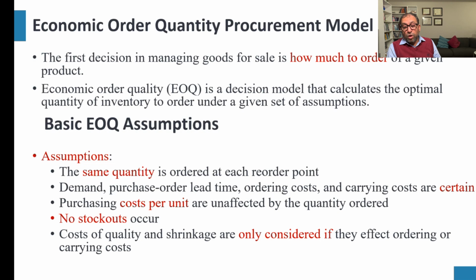This economic order quantity model explains at what level we have to order and how much quantity we have to order. So what are the basic assumptions of this EOQ model?